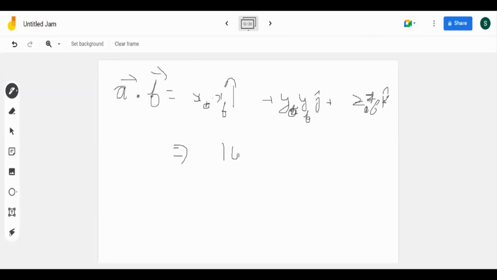Mod A is very simple. Mod A is root 14. So in this question, mod A and mod B both equal root 14. Cos theta is A dot B, that is 10, divided by root 14 into root 14, that is 14. That's 5 by 7. So we don't know its value, so we will report theta as cos inverse 5 by 7.